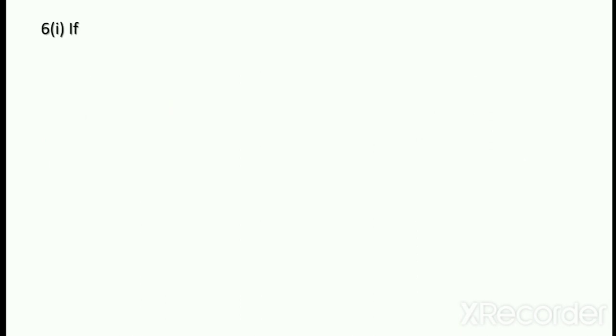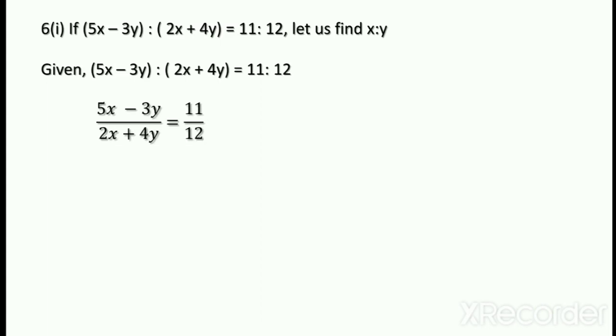Now please observe question number 6. This is just the converse of the previous question. Here a particular ratio is given to us and we need to now find x is to y. In the previous question x is to y was given to us. So first let's write what is given. Write this in the form of a fraction. Cross multiply. When we cross multiply, only the denominators go to the other side. So 12 will go to the left hand side and 2x plus 4y will go to the right hand side. So this is what we get after cross multiplication.